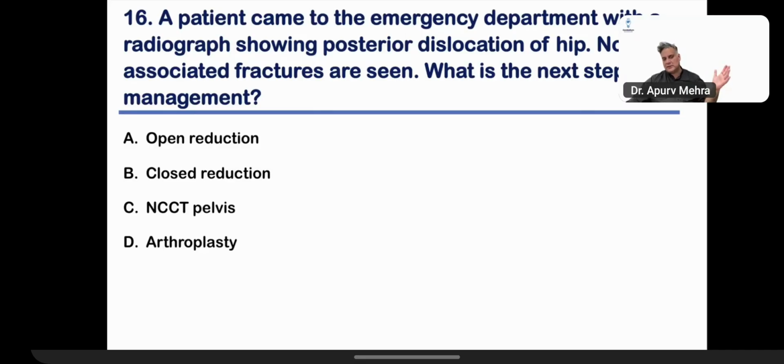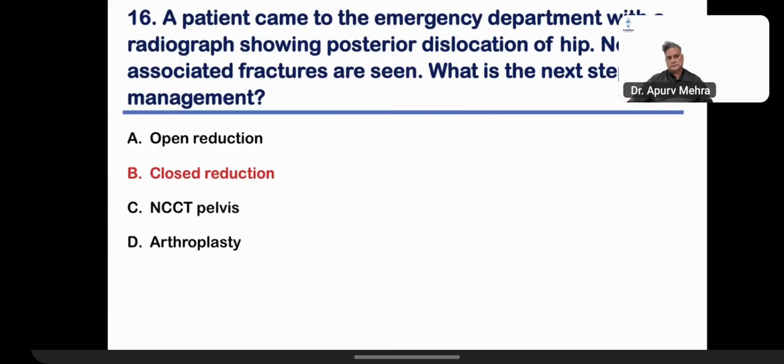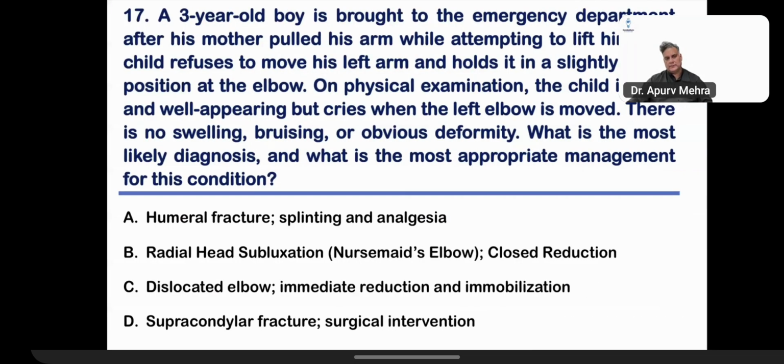If there is a posterior dislocation of the hip, or any joint dislocated, closed reduction is the treatment. Next.